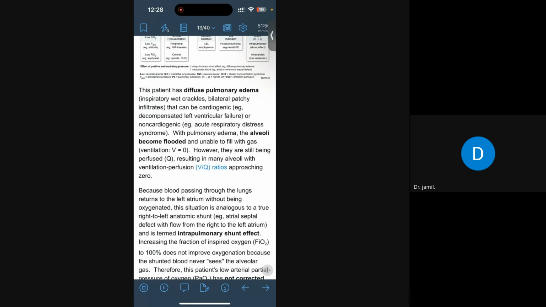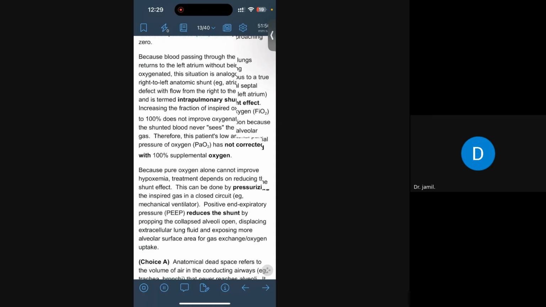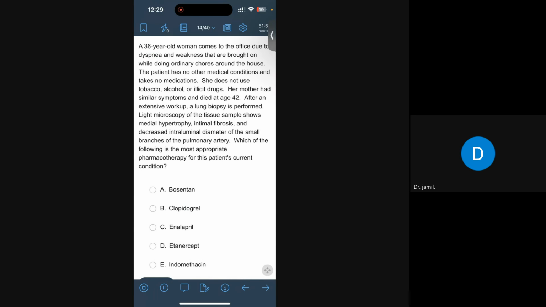Pulmonary edema: ventilation becomes zero, the intrapulmonary shunt is not corrected with 100% oxygen. Let's move on to the next one.